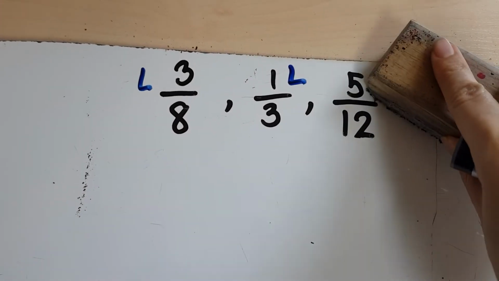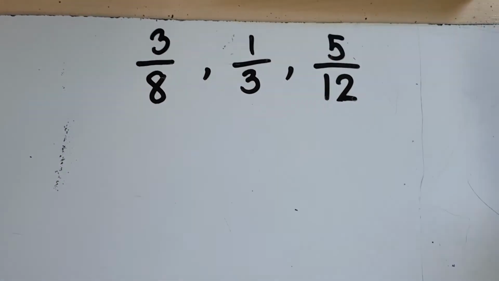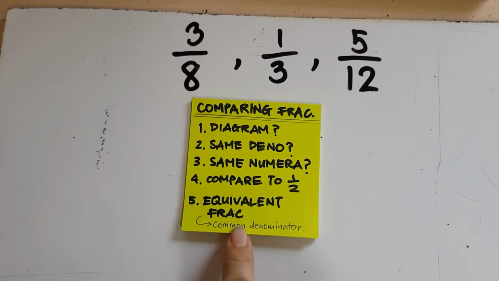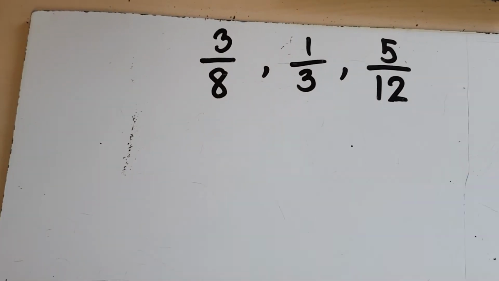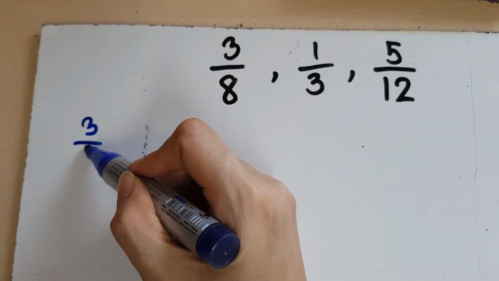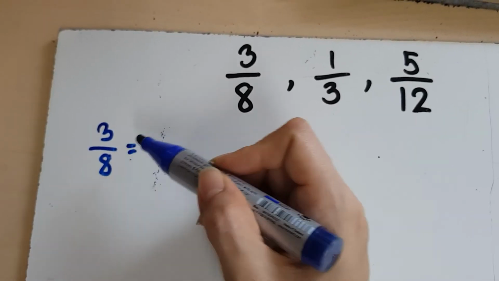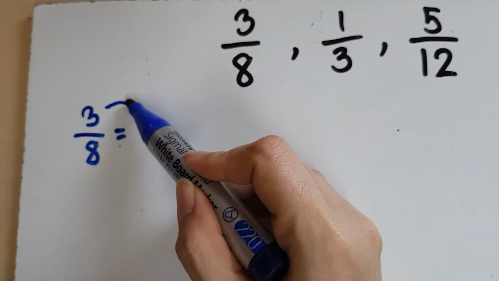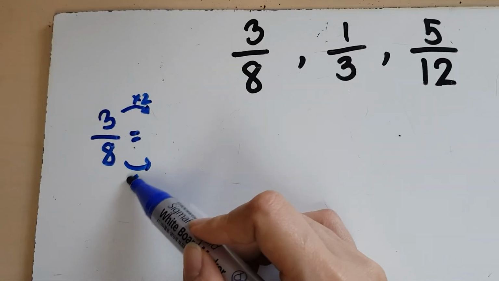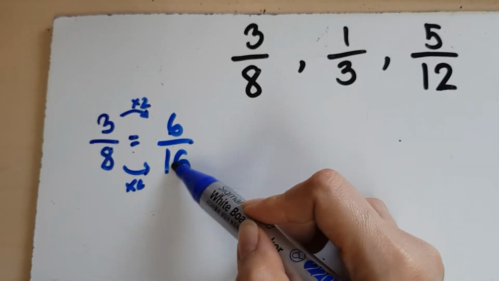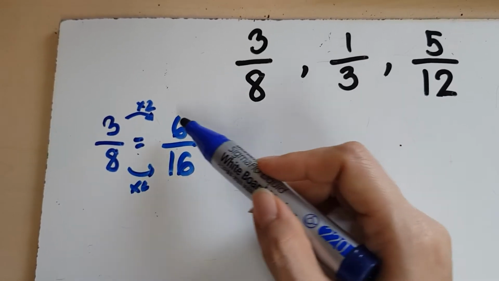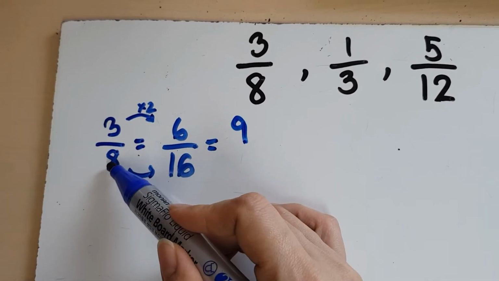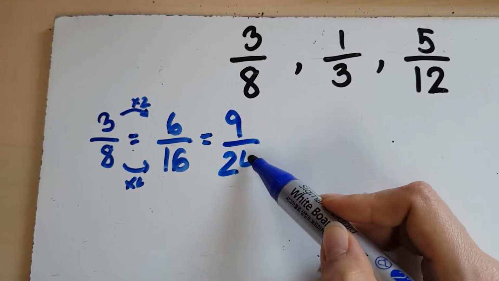So now we are going to move on to try our last method, which is equivalent fractions, going to a common denominator, meaning we want to go to the same denominator. So let me write that down. I have 3 eighths here, and I'm going to list out the equivalent fractions of 3 eighths. For the first equivalent fraction, I'm going to multiply by 2 and multiply by 2, 6 sixteenths. And I'm going to find the next equivalent fraction times 3. 3 times 3 is 9. 8 times 3 is 24. And I'm just going to stop here.